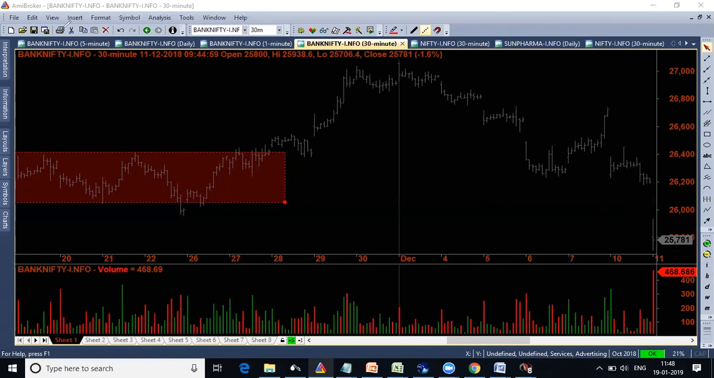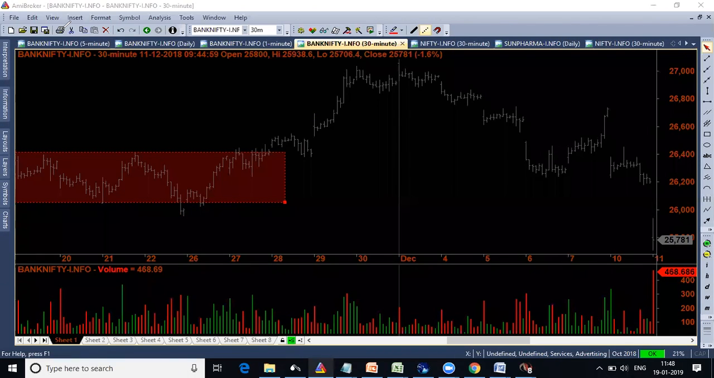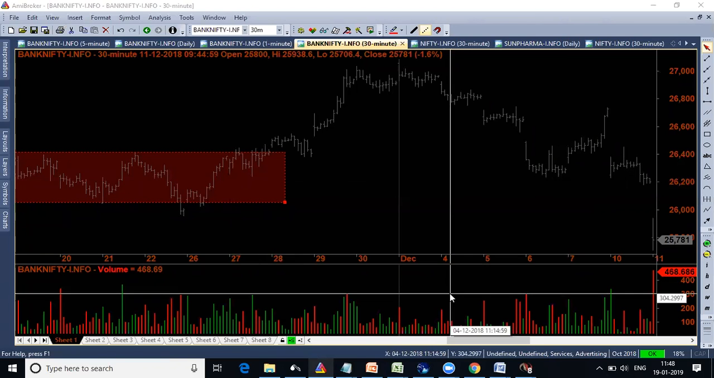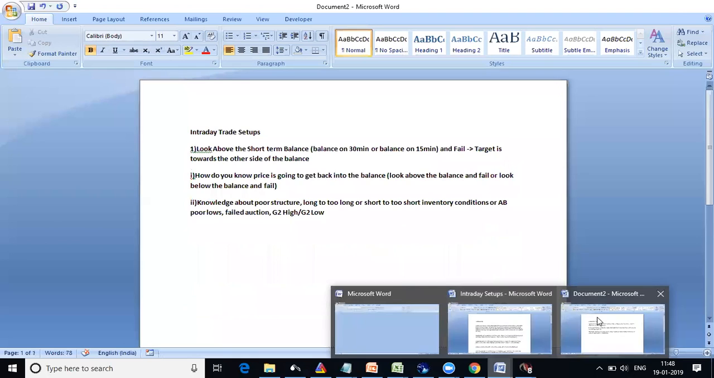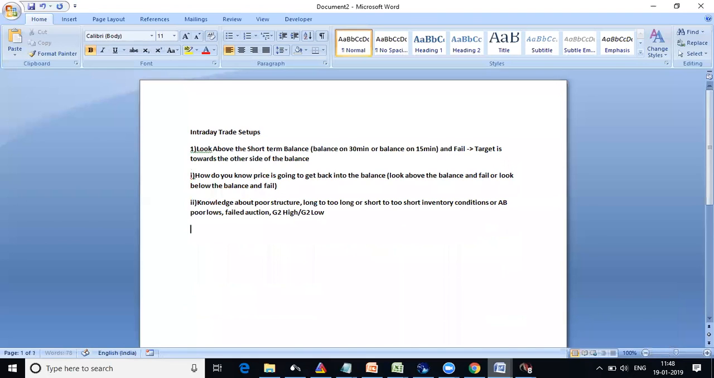At times it could be a positional opportunity. Most of the time it is not an intraday opportunity. Most of the time it's going to be a positional trading opportunity. Look above the balance and accelerate. So the second one is look above the balance and accelerate. Any questions on this? Look above the balance and fail, and look above the balance and accelerate.